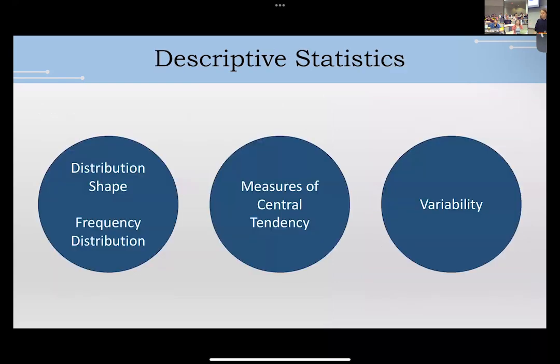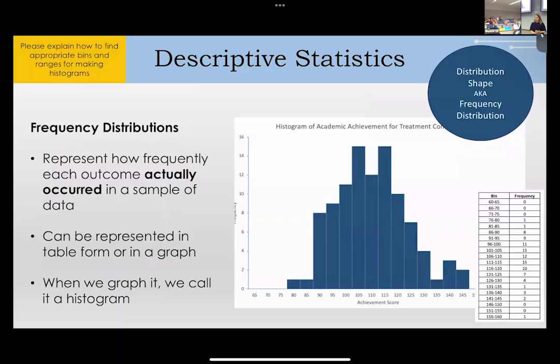Right? So same thing. We went through the descriptive statistics before, but there are three categories of descriptive stats. The first is distribution shape or frequency distribution, measures of central tendency, and then we have variability. Quick review on these. Frequency distribution.